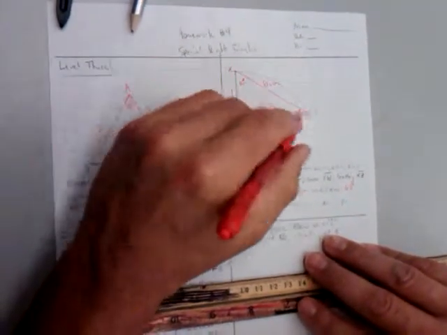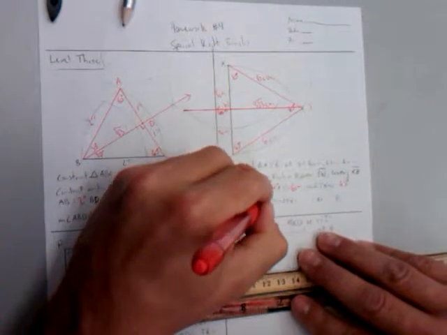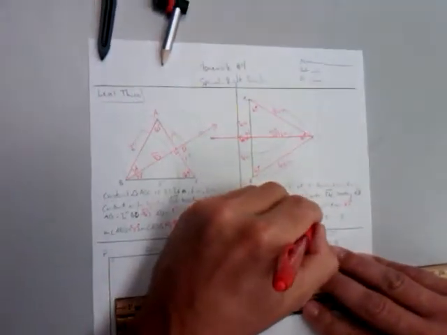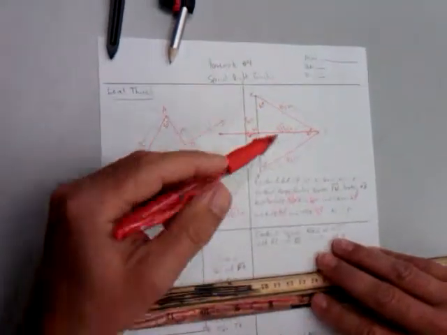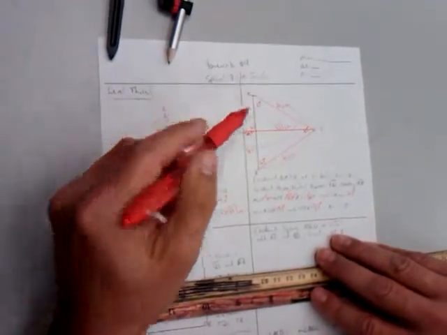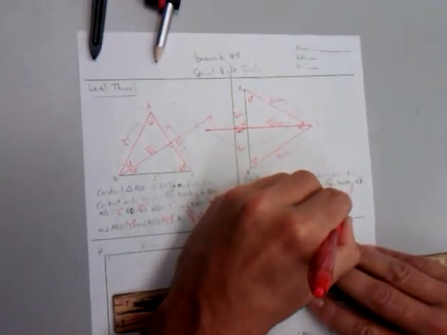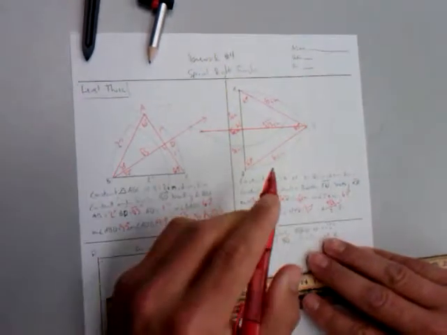XWY is this one. XWY, that's going to be your 90 degrees. And the measure of angle WYX is going to be 30 degrees. The area is base times height divided by 2. 3 times 3 square root of 3 is 9 square root of 3 over 2 centimeters squared.